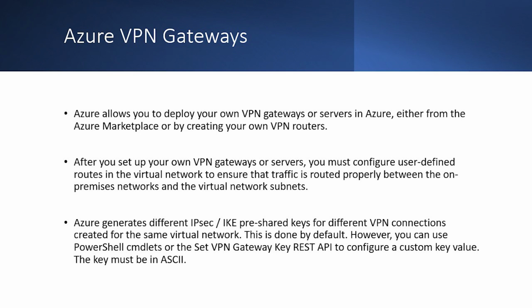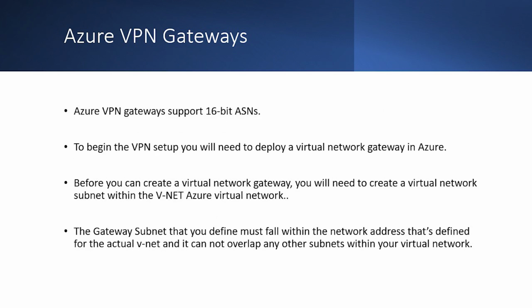Azure generates different IPsec or IKE pre-shared keys for different VPN connections created for the same virtual network. This is done by default. However, you can use PowerShell cmdlets or the Set VPN Gateway Key REST API to configure a custom key value. The key must be ASCII. Azure VPN Gateways support 16-bit ASNs.